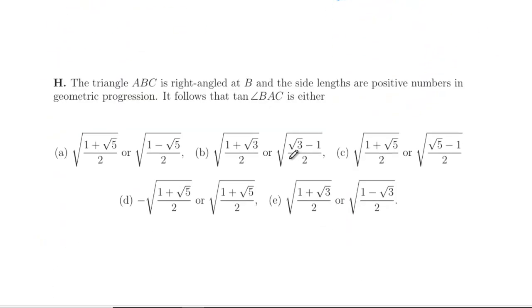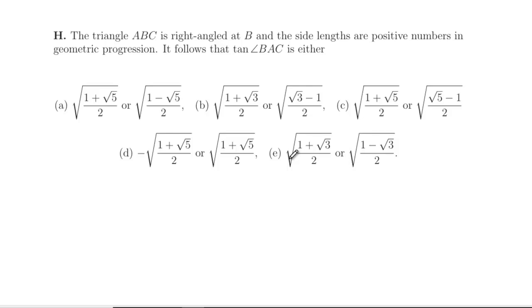That was difficult. The triangle ABC is right angled at B. Right, let's get a look at that then. So right angle at B, A, C. It follows the side lengths are positive numbers in geometric progression. Well, that's got to be the longest one. So say that was x, that's our short side. Then we'd have ax and a squared x. So that's what we've got for those sides.